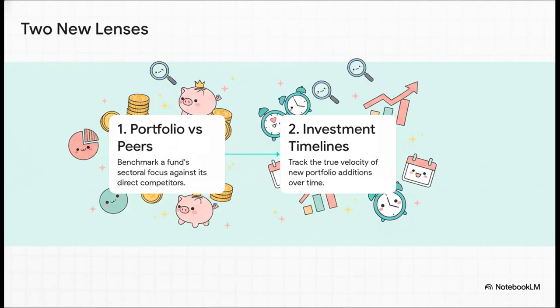Okay, here they are. First up, you've got portfolio versus peers. This is brilliant. It lets you benchmark a fund's sector focus right against its direct competitors. And second, there's investment timelines. This one tracks the true velocity of new deals, and the keyword here is new. We're talking brand new companies added to the portfolio, not follow-on rounds. It just filters out all the noise. So let's see these in action.